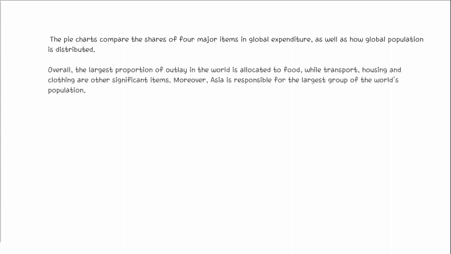The pie charts compare the share of 4 major items in global expenditure, as well as how global population is distributed. Overall, the largest proportion of outlay in the world is allocated to food, while transport, housing, and clothing are other significant items. Moreover, Asia is responsible for the largest group of the world's population.